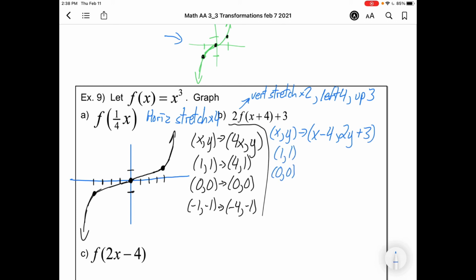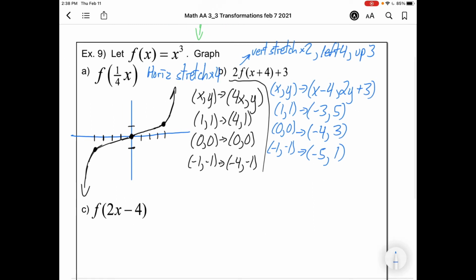The key points that are on the basic function were these 3. So I'll move them around. 1 minus 4 is negative 3. 2 times 1 plus 3 is 5. For 0, 0, I'll get negative 4 and 3. And for negative 1, I'm going to get negative 5 and positive 1. Once I have that, I can generate my graph.